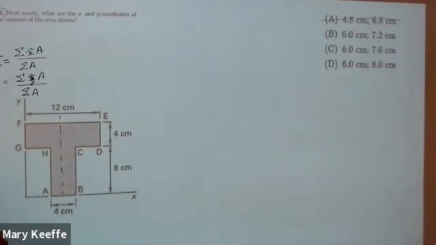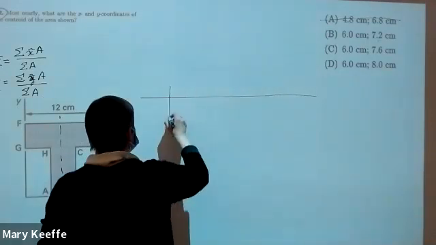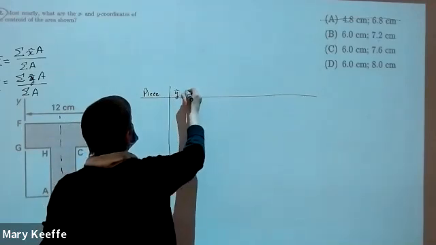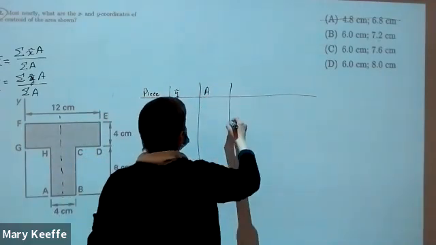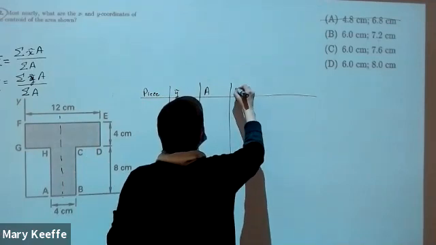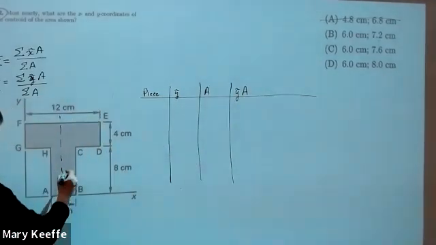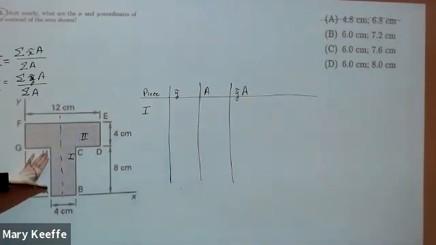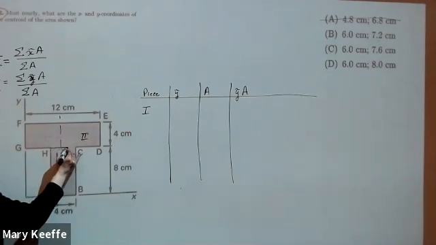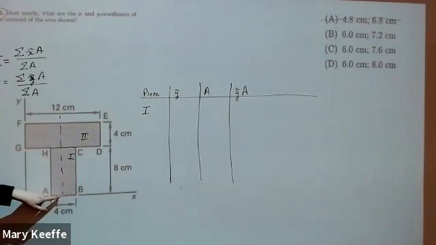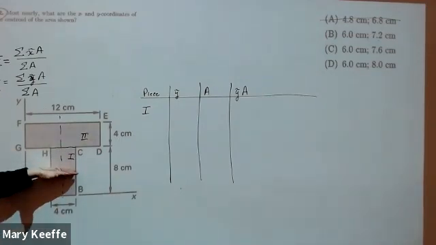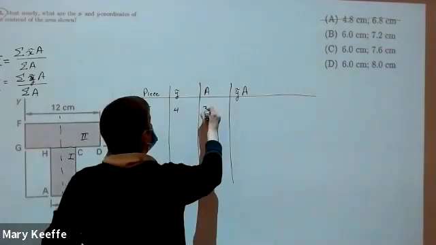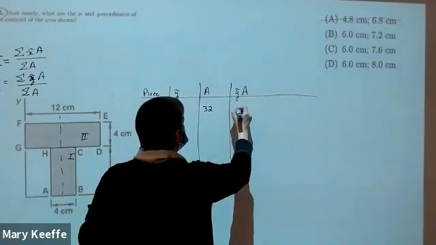Okay, so again, we're going to build something up. I put in y tilde and then the area. And then y tilde times the area. So I'll call this piece 1 and this piece 2. So y tilde would be, where is the centroid for this piece? It would be right here at 4. The area is 4 by 8. And then I'd have 4 times 32.